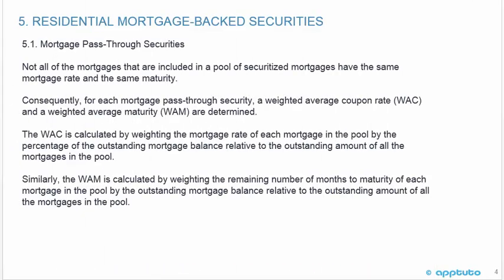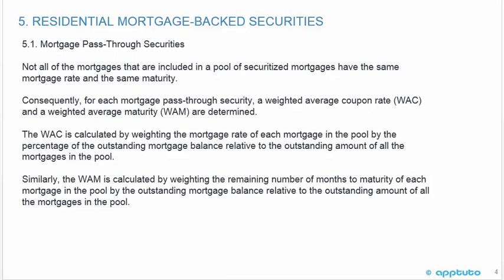Not all of the mortgages that are included in a pool of securitized mortgages have the same mortgage rate and the same maturity. Consequently, for each mortgage pass-through security, a weighted average coupon rate and a weighted average maturity are determined. The weighted average coupon rate is calculated by weighting the mortgage rate of each mortgage in the pool by the percentage of the outstanding mortgage balance relative to the outstanding amount of all the mortgages in the pool. And there's an example that we'll look at in the text. It's just simply a weighted average calculation.